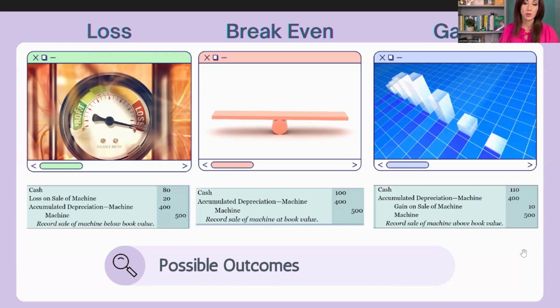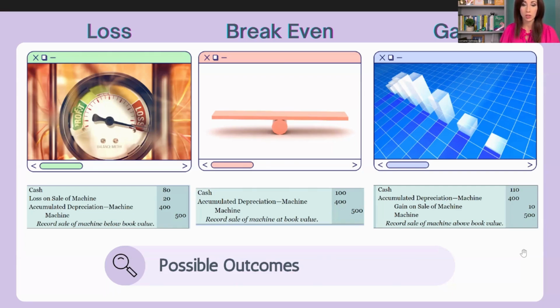And the second one, same thing, do cash first, then do your accumulated depreciation that you've calculated. And then you take that amount, and you'll notice in this case, both sides balance. So there is no loss and there is no gain. It is just break-even. And then on the last one, we get to experience what a gain would look like. So again, put your cash in first, what it was sold for.